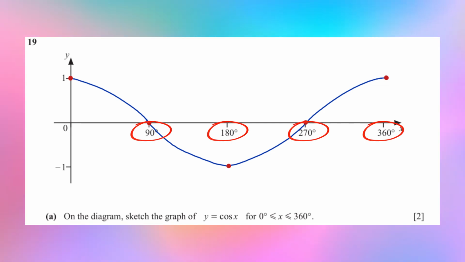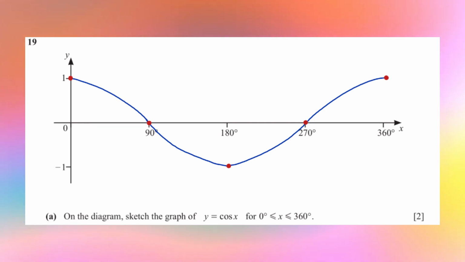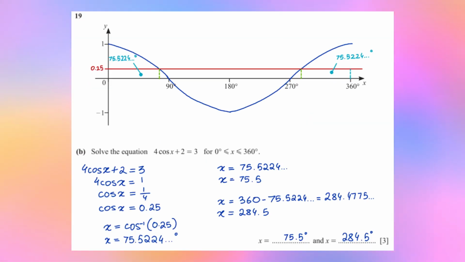Now repeat this process for the rest of the x values till 360. Then, we plot these coordinate points on the diagram. I've done this in red color here. Next, we sketch the graph going through these plotted points, like I've shown you here. So the graph I'm showing you here is the answer. Now for part B of question 19.